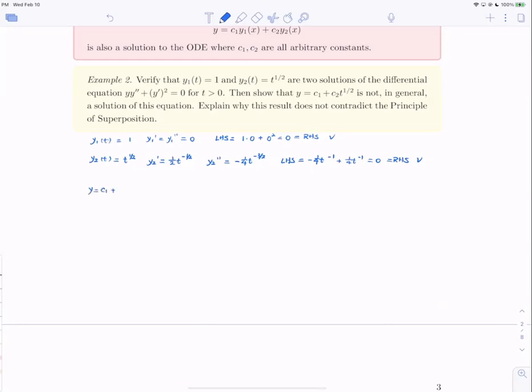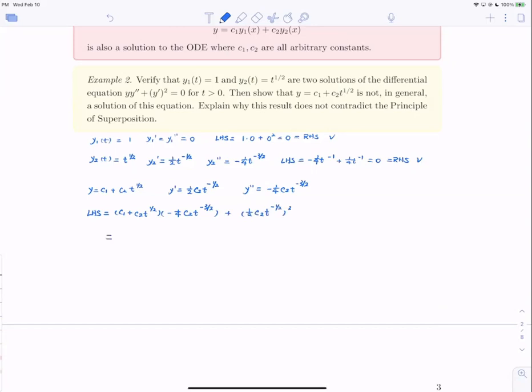y equals c1 plus c2 t to the 1/2. Then y prime equals 1/2 c2 t to the negative 1/2. y double prime equals negative 1/4 c2 t to the negative 3/2. Now the left hand side equals (c1 plus c2 t to the 1/2) times negative 1/4 c2 t to the negative 3/2, plus 1/2 c2 t to the negative 1/2, squared.